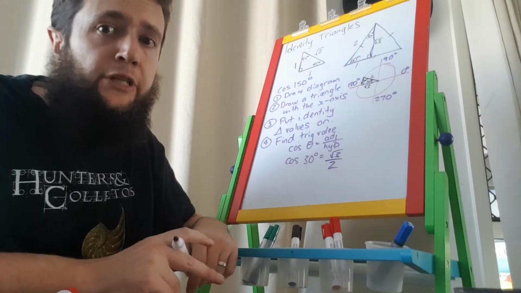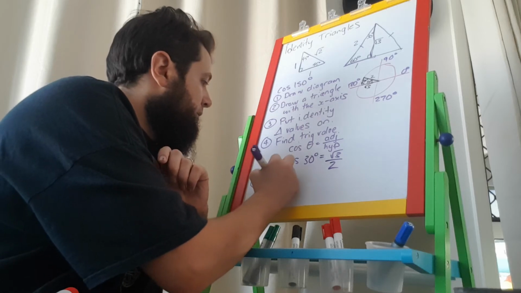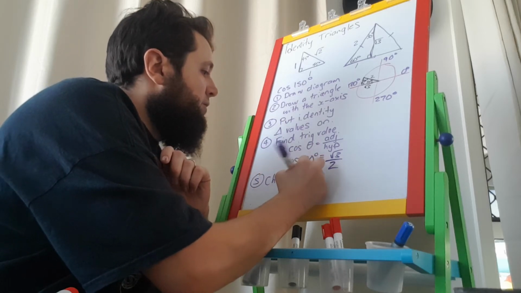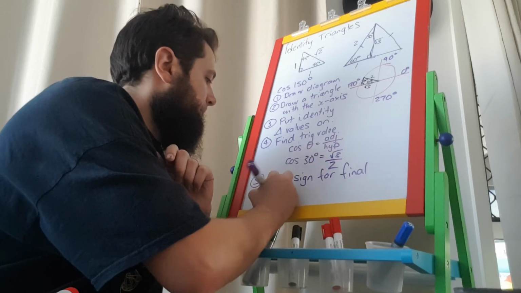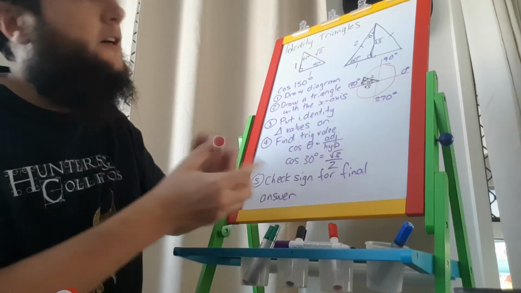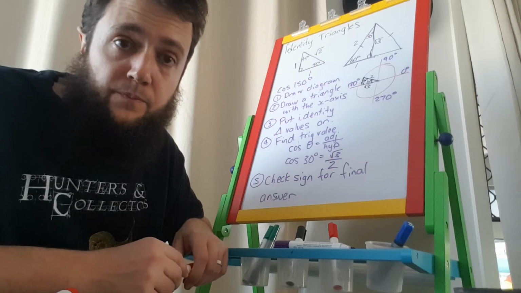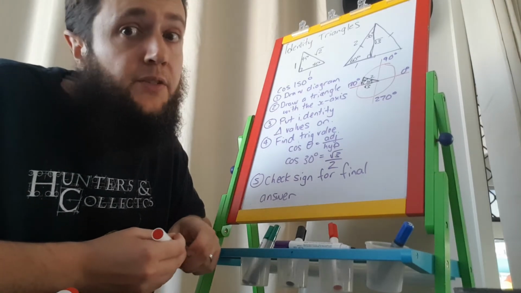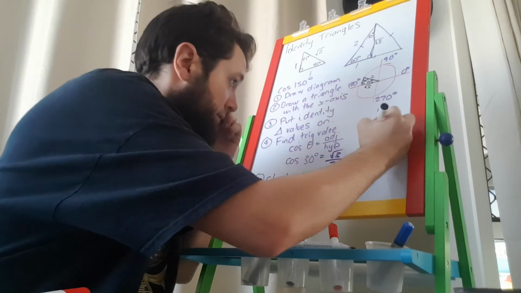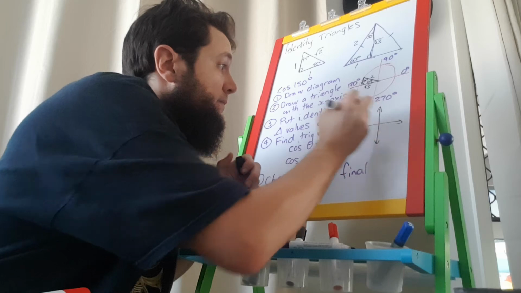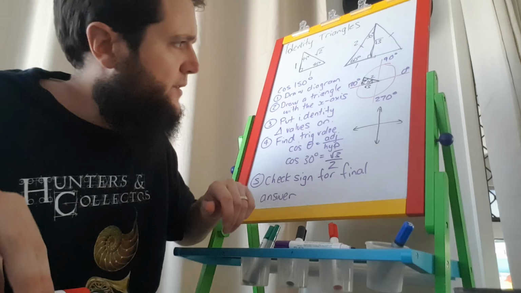Now that gives us cos 30, but we're actually after cos 150. So essentially all you need to do is check your sign for the final answer. So if I was doing that, this is where you need to remember: all stations to central. There's all sorts of different ways of remembering it. Heck, what did I just say? I did say all stations to central, didn't I?